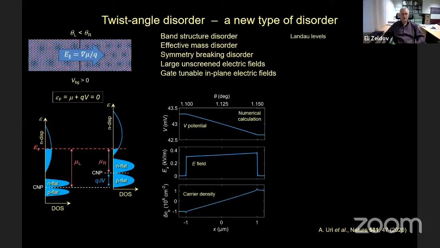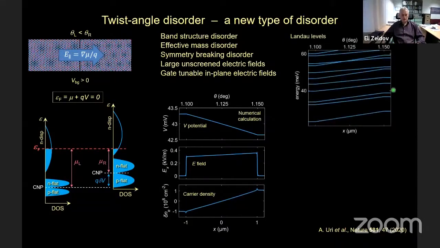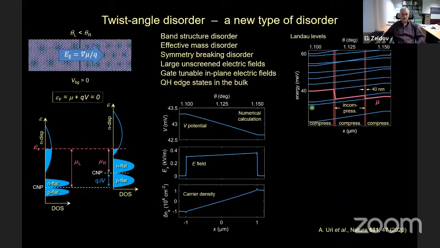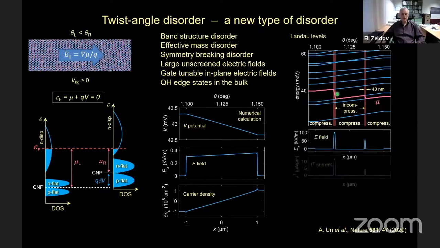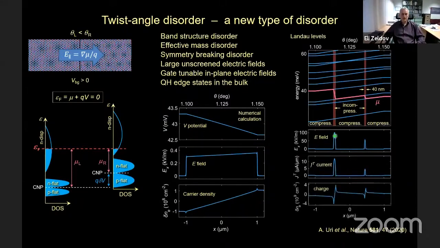But now if we apply a magnetic field, the Landau levels will have a gradient due to the gradient of chemical potential. And as a result, you form compressible and incompressible strips, and extremely narrow incompressible strips of about 40 nanometers. And the chemical potential will jump over these. This will give you quantum Hall edge states in the bulk of the sample. And you have very high electric fields in the incompressible strips, up to about 100 kilovolts per meter.